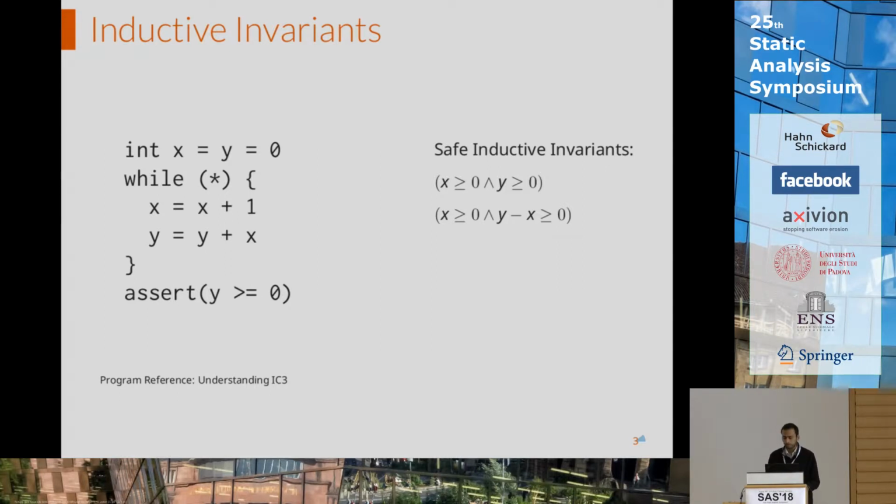These facts are represented as predicates here: x is greater than 0 and y is greater than or equal to 0, or x is greater than 0 and y minus x greater than 0. We call these safe inductive invariants. We saw in today's morning talk about inductive invariants, but just in case, I'll again give a concrete example. In this case, these two predicates include the initial states, which is x and y initialized, and it is closed under this transition relation, and also it is disjoint with the property.